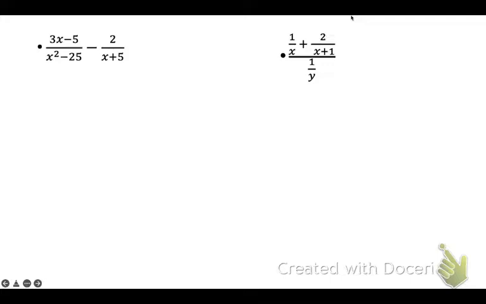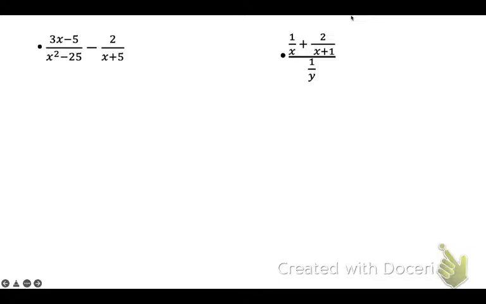So this is 4.4 day 2. Actually day 3 or something, right? Okay, we need to go over these. They're called complex rational expressions because we have fractions and fractions. We can't leave fractions and fractions. We have to deal with them.